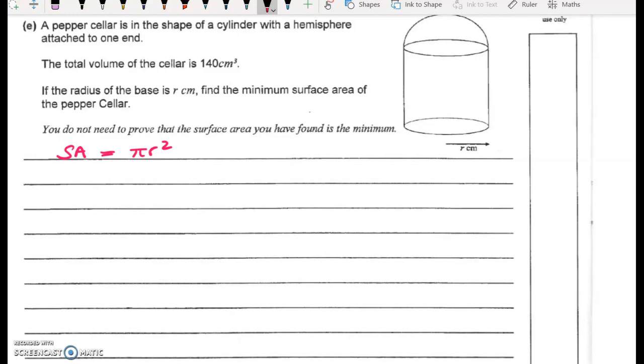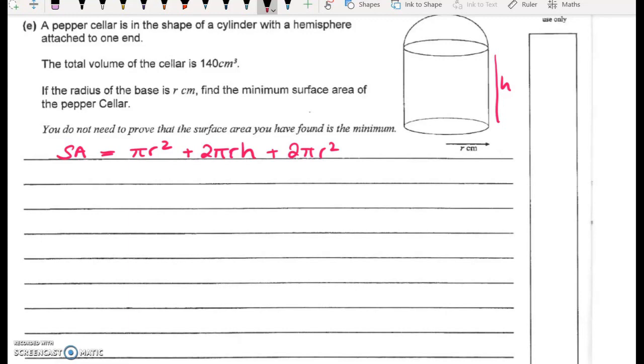The wraparound part of the cylinder is 2 pi r times the height, if we call this the height here. Oops, there we go, let me just fix that up. Alright, and then the hemisphere on the top, it's half of a sphere, so that's 2 pi r squared. You have got the formulae on your sheet for spheres, so surface area, volume, all that sort of stuff.